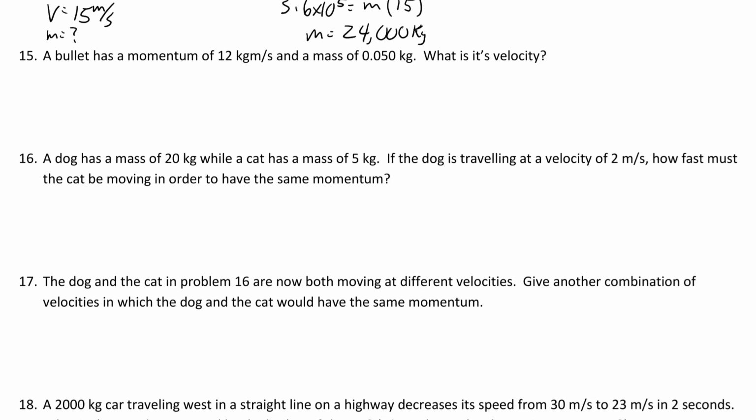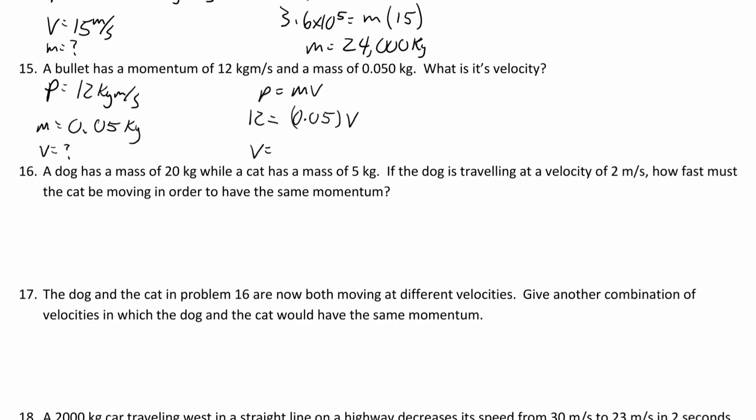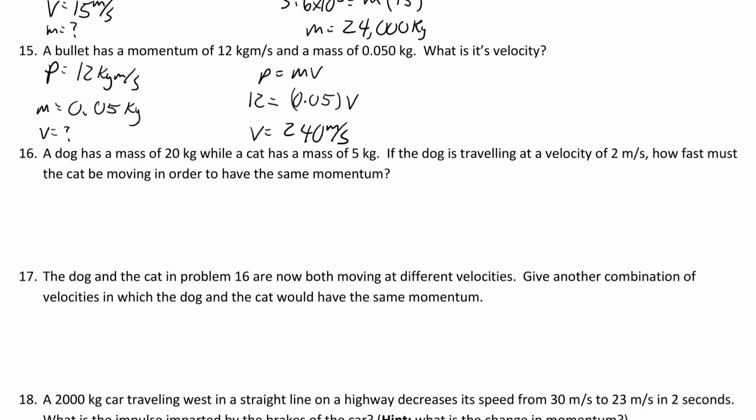Number 15, a bullet has a momentum of 12 kilogram meters per second and a mass of 0.05 kilograms. It says, what is the velocity? So it's like the one above where they tell you what the momentum is. So this is 12. The mass is 0.05. And you're looking for the velocity of the bullet. Should be pretty fast. Let's see what it is. 240 meters per second. Yeah, that's pretty fast. That's a good bullet right there.